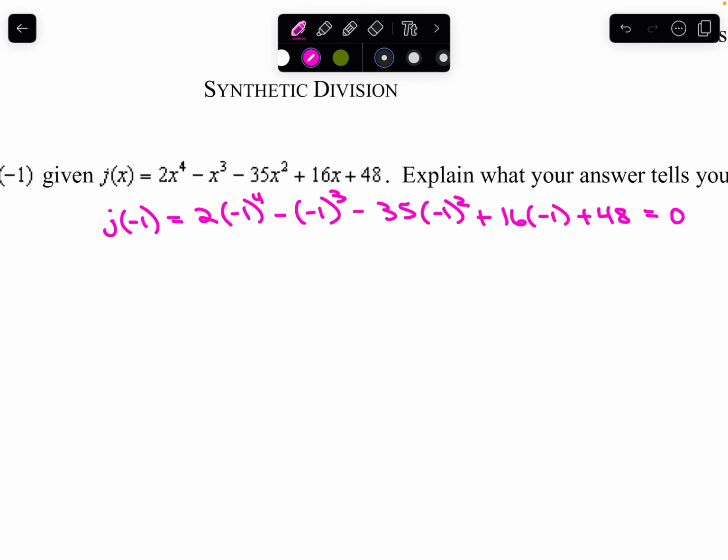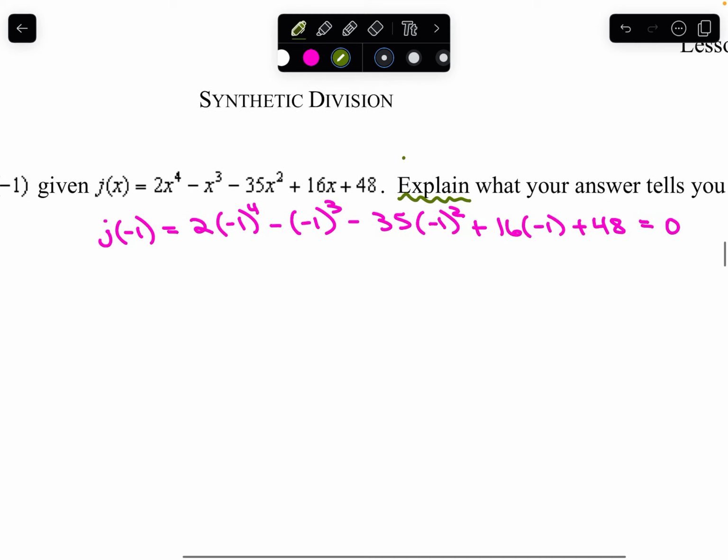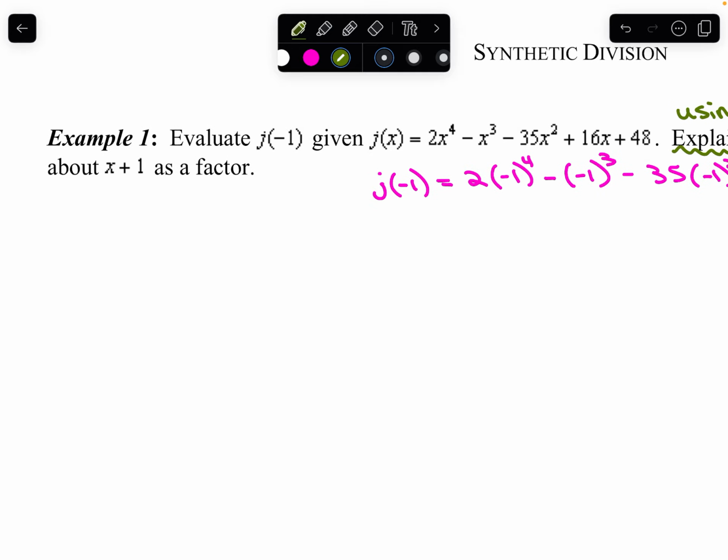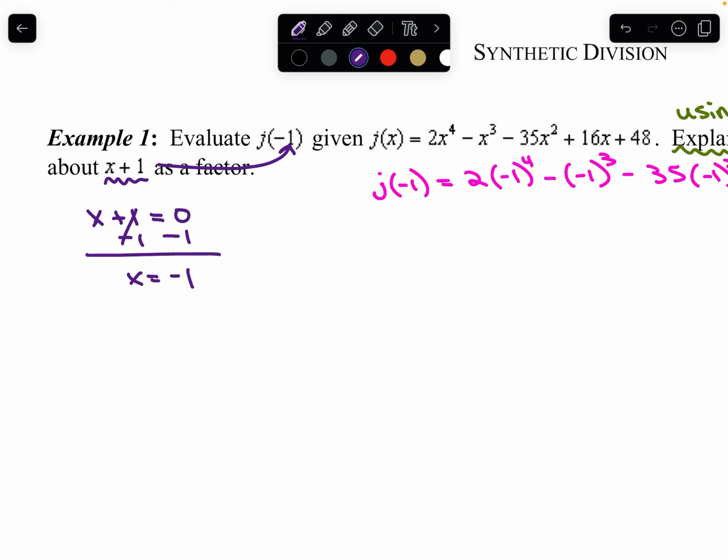So now you have to explain, and that means using words, what your answer tells you about x plus 1 as a factor. So you want to think about the relationship between x plus 1 and when x equals negative 1, right? If I took this x plus 1, I set it equal to 0, and I solved, I would get x equals negative 1.